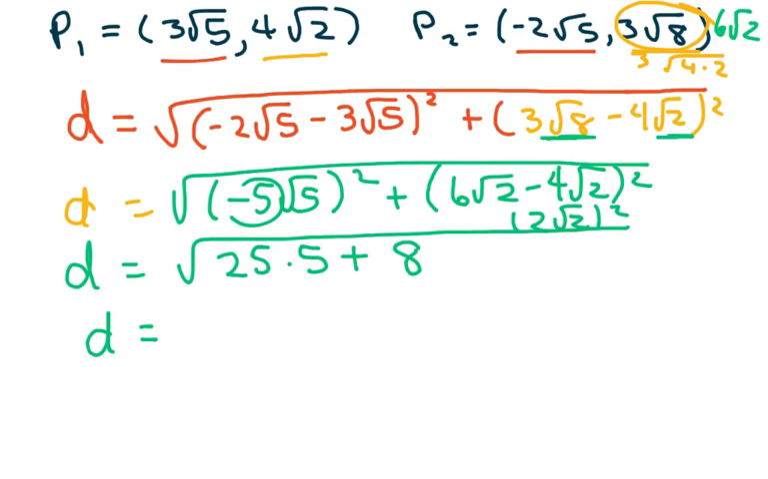Okay, well then we get 25 times 5 is 150, so that's 158. So we get the square root of 150. Is that 158 or 130? So 25 times 5 is 150, so that'd be 158. Okay?